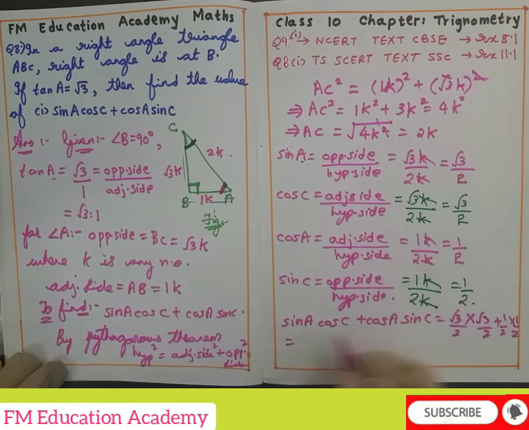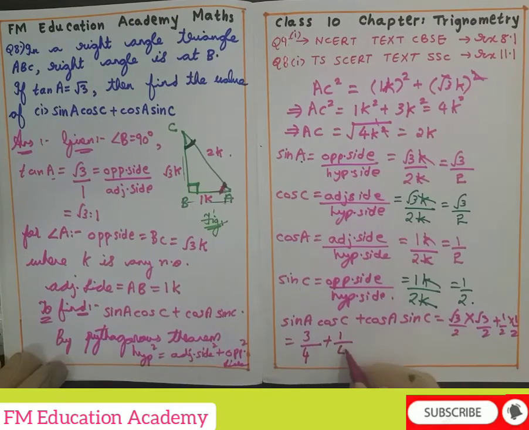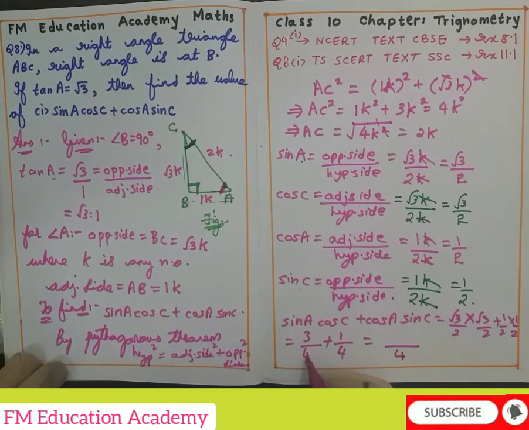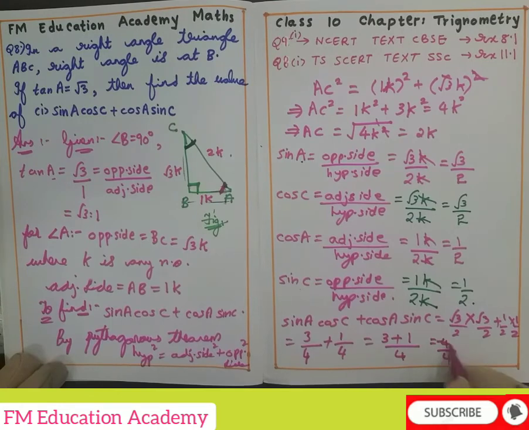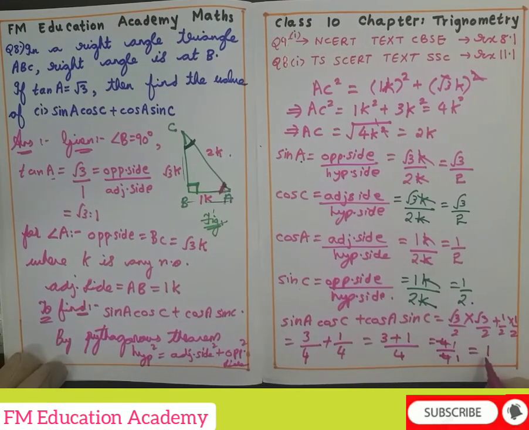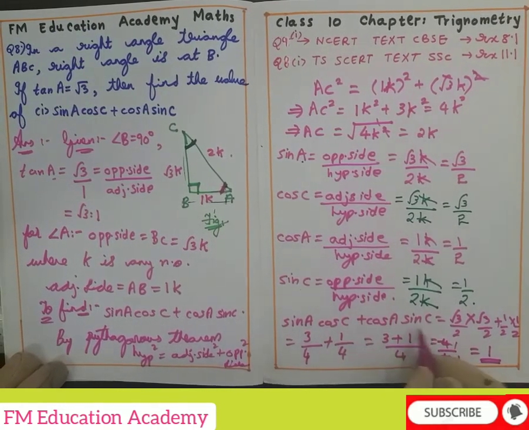Now root 3 into root 3 is 3, by 2 twos are 4, plus 1 ones are 1, and 2 twos are 4. We know the LCM of 4 and 4 is 4 only. 4 divided by 4 is 1, 1 into 3 is 3, plus 4 divided by 4 is 1, 1 into 1 is 1. So 3 plus 1 is 4. 4 ones are 4. So we got the value of sin A cos C plus cos A sin C as 1.